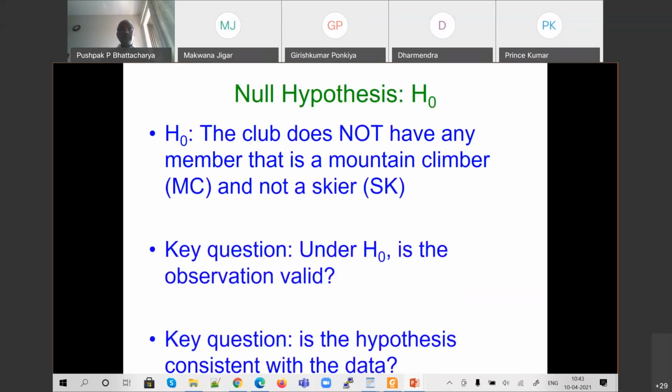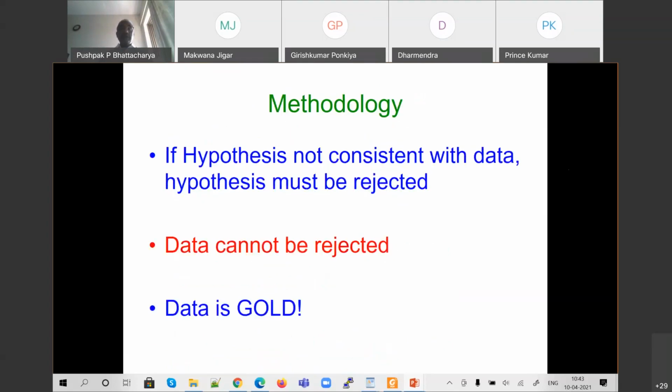So let's proceed forward. Here I have recorded that the null hypothesis is that the club does not have any member that is a mountain climber and not a skier. So the key question is, under H0, is the observation valid? Or, in terms of machine learning and data science, is the hypothesis consistent with the data? By resolution refutation, we establish that the hypothesis is not consistent with the data. So reject the hypothesis. Now, the important fact here is that data cannot be rejected, and data is indeed the gold.